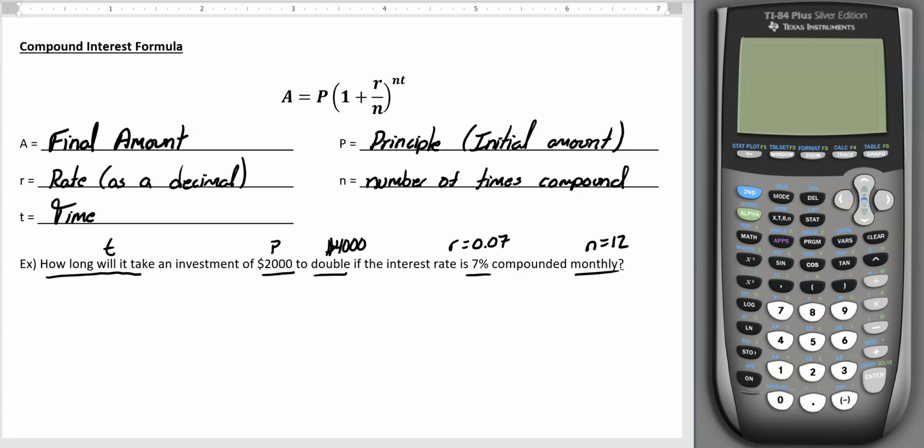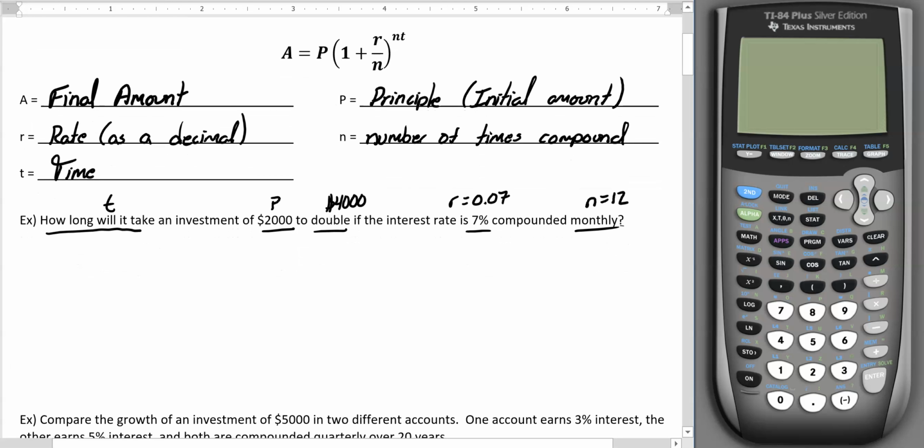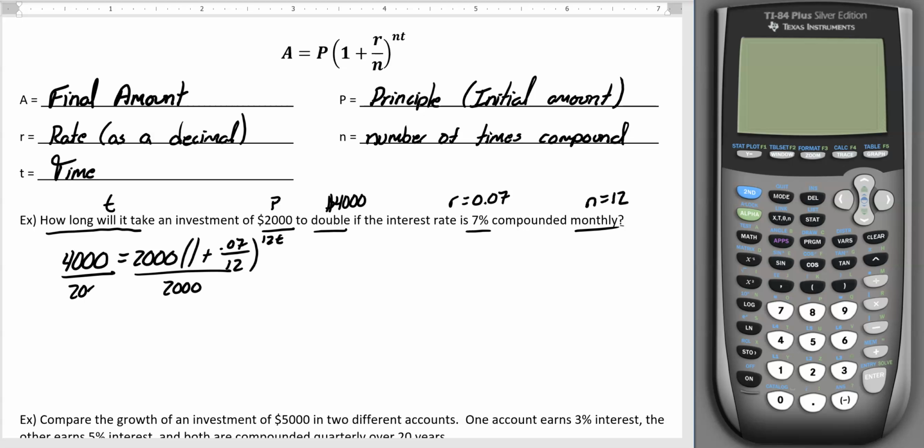So I'll be solving for a variable in my exponent. Let's go ahead and create the equation that we'll use here. So we'll say 4,000 equals 2,000 times (1 plus 0.07 over 12) to the 12 times t. Remember, t is what we're solving for. If I'm solving for a variable in my exponent, first thing I have to do is isolate my base. So I just divide by 2,000. That will give me 2 equals (1 plus 0.07 over 12) to the 12t.